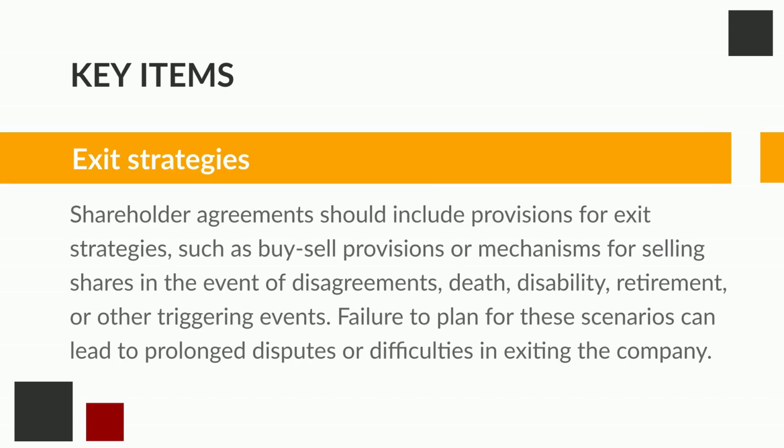Exit strategies. Shareholder agreements should include provisions for exit strategies, such as buy-sell provisions or mechanisms for selling shares in the event of disagreements, death, disability, retirement, or other triggering events. Failure to plan for these scenarios can lead to prolonged disputes or difficulties in exiting the company.